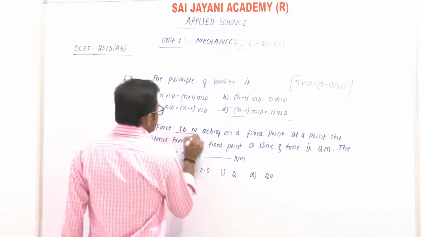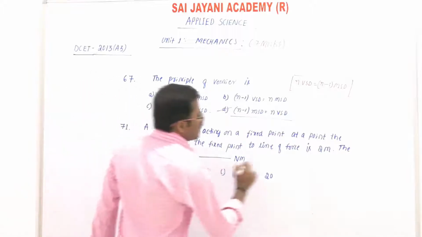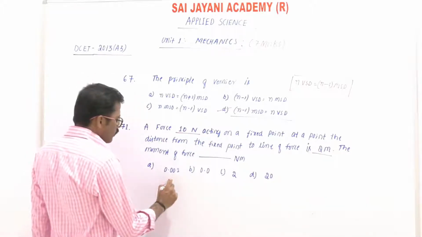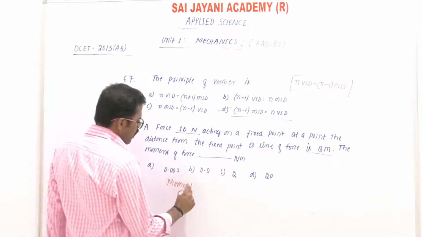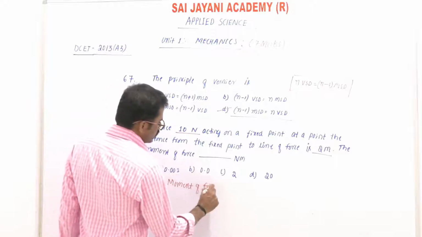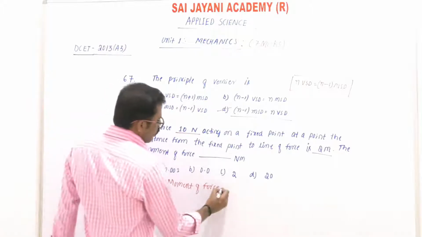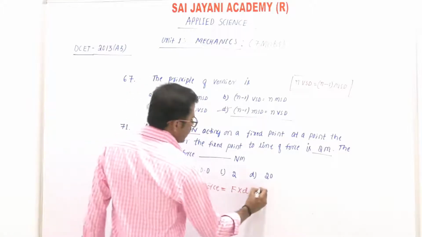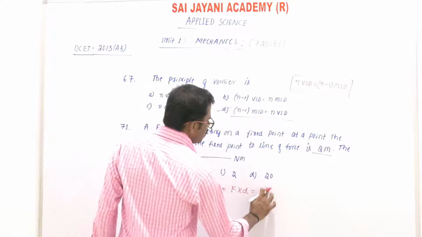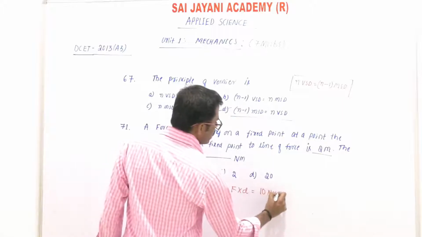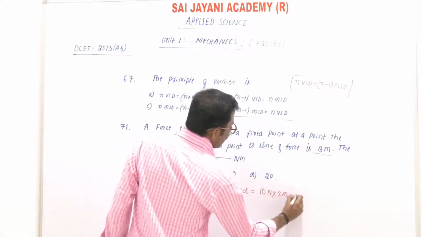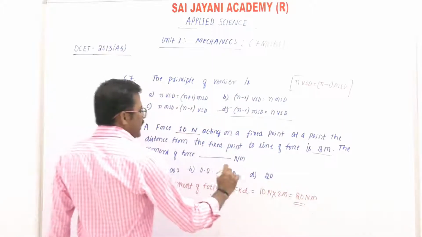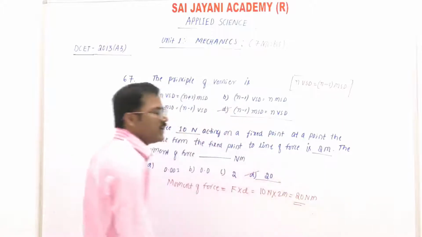The force value is 10 Newton, the distance is 2 meter, then the moment of force. So what is the formula to find the moment of force? It is force into distance. Force is 10 Newton into distance 2 meter, so 20 Newton meter. So option D, 20 Newton meter, is the right answer.